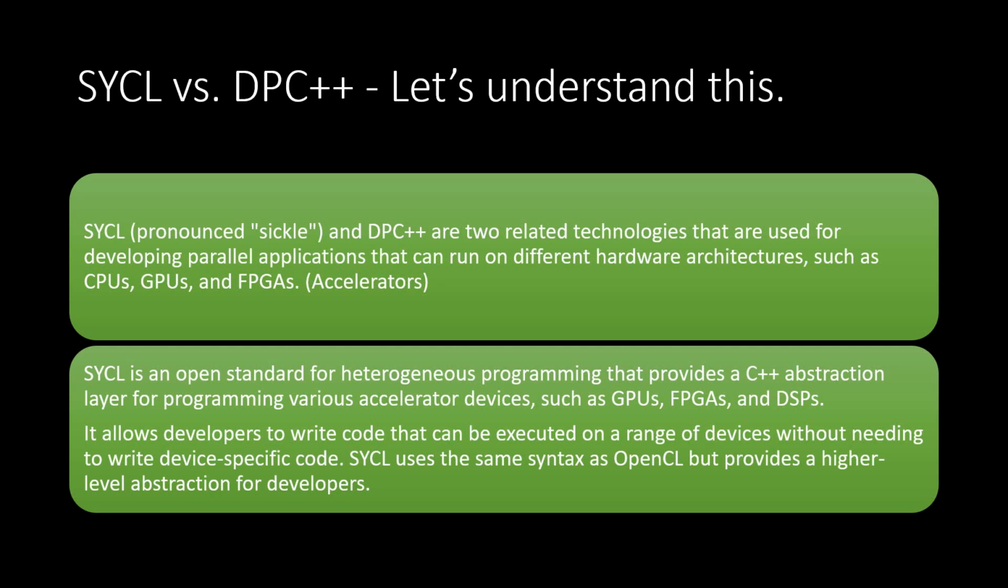Let's understand the difference between SYCL and DPC++. SYCL, it's pronounced "sickle", and DPC++, they are actually pretty much related. They are used for developing parallel applications which can enable you to run them on hardware architectures, which can be CPU, GPU, FPGA or any other accelerator. What do I mean by that? Simple, with SYCL and DPC++, you can develop an application and it can enable you to run it on different hardware platforms, which could be CPU, GPU or FPGA.